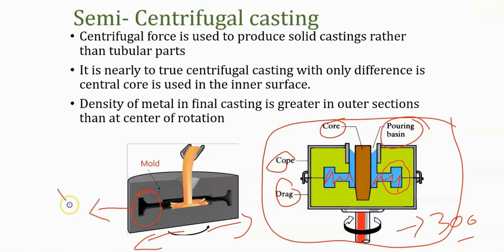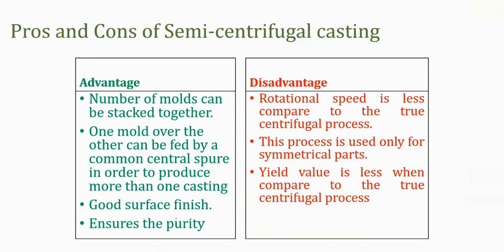So here the dense material will be formed, and this is the center of rotation, right? At this center, a very low density of material will be formed, so after getting the casting, there will be some difference in the density throughout the part. That is one of the disadvantages in semi-centrifugal casting.